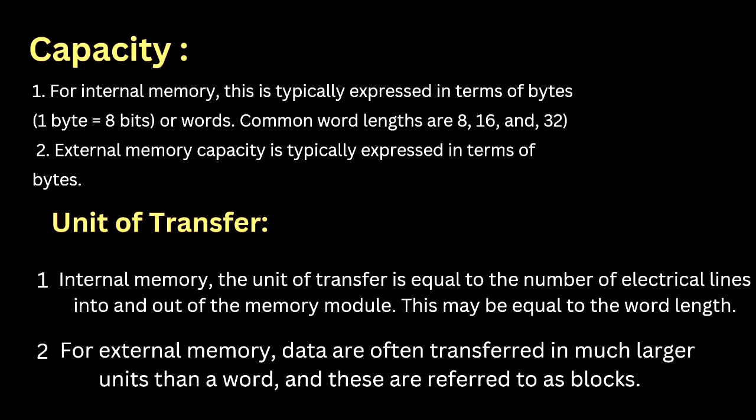Unit of transfer. As the name suggests, a unit of transfer measures the transfer rate of bits that can be read or written in or out of the memory devices. The transfer rate of the data can be different in external and internal memory. Internal memory, the transfer rate of the bit is mostly equal to the word size. External memory, the transfer rate of bit or unit is not equal to the word length. It is always greater than the word or may be referred to as block.